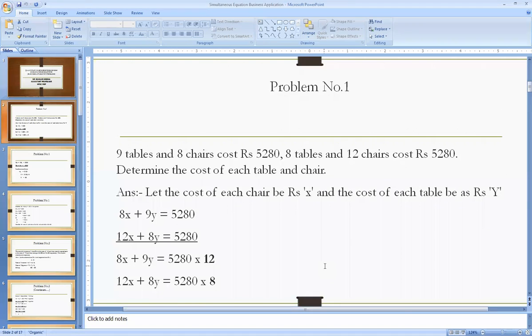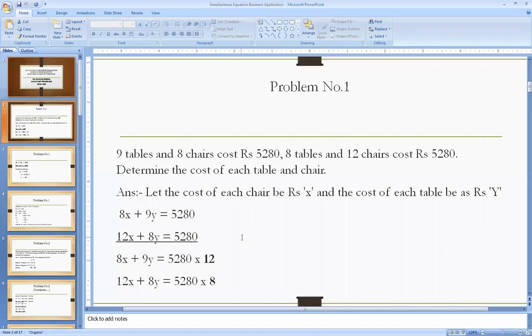If it has two variables, here we can see chairs as well as tables, and the information is given for 9 tables and 8 chairs. Together, the cost of these two is 5,280. And they have given one more sentence for one more equation: 8 tables and 12 chairs together also cost 5,280. Again the values are the same here. We need to calculate the value of one table and one chair, so each table and each chair.